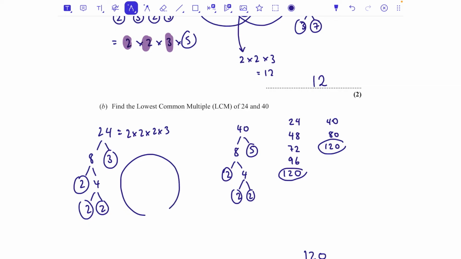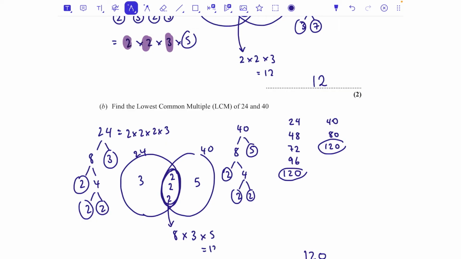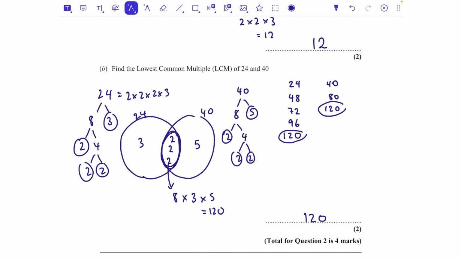So then if I have my Venn diagram, this circle's for 24, this circle's for 40, and in the middle we can put 2 and 2 and 2 because they both have those 2's. 24 has 3 left over and 40 has 5 left over. So your highest common factor is 8. You would then times that by any numbers left on the outside, so by 3 and by 5, and that is 120. So we get the same answer either way, but it's good to have a method just in case you want it.